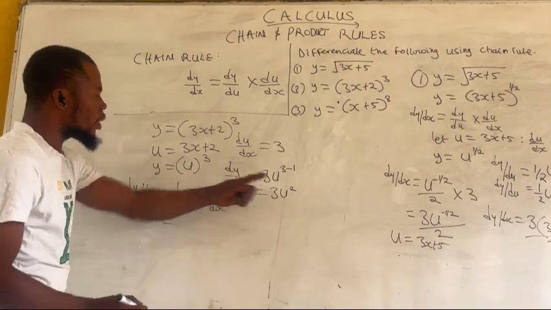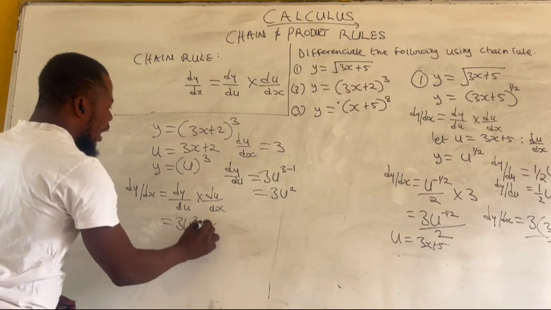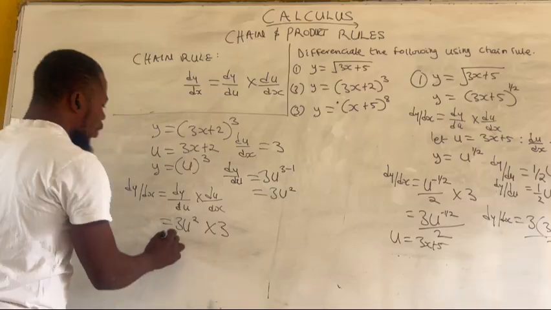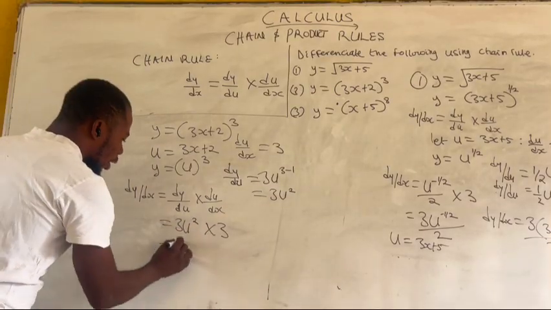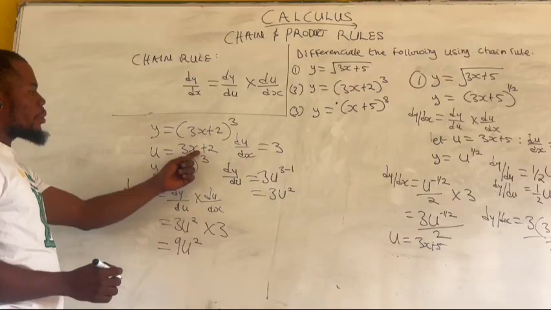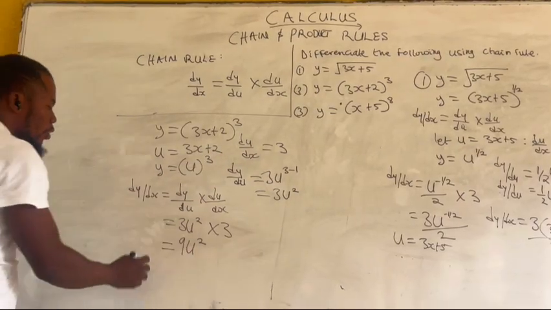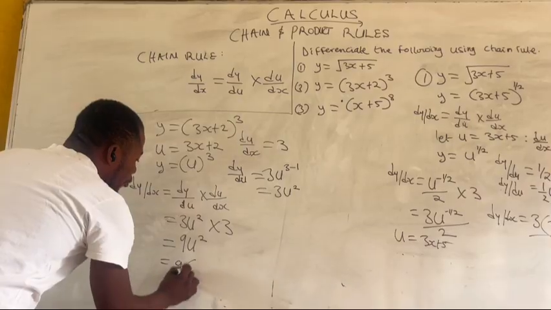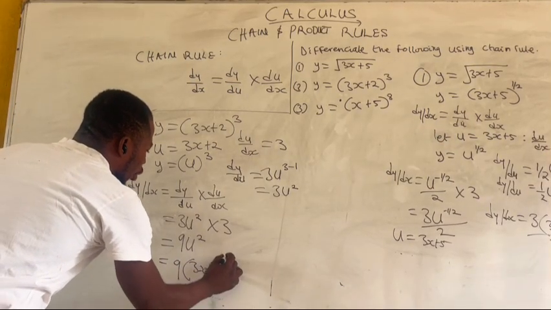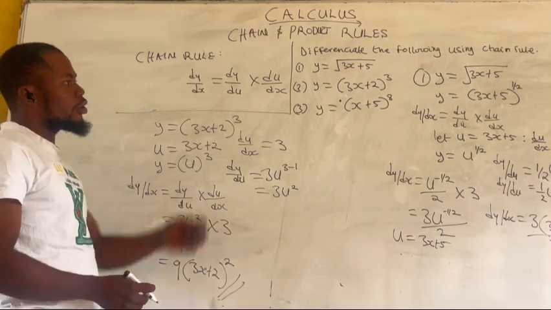Our dy du is 3u raised to the power of 2, multiplied by our du dx, which is 3. So we'll now have 3 times 3 giving us 9u raised to the power of 2. But our u from here is 3x plus 2, so you substitute your u back, which will now give you 9 into 3x plus 2 raised to the power of 2. This is our final answer for question 2.